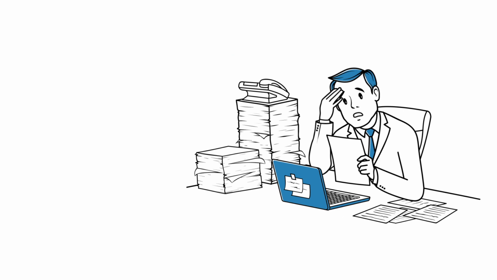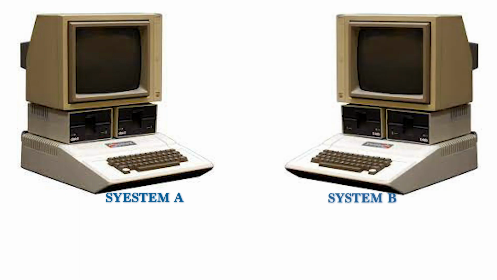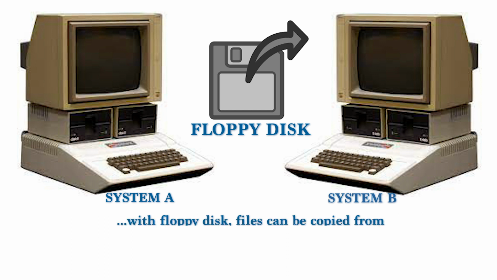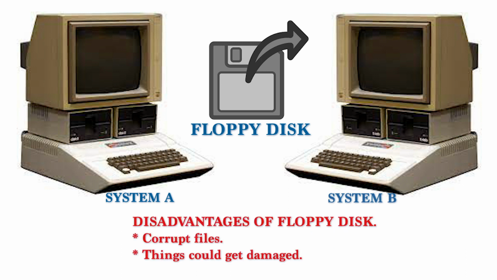Let's take a look at this example. If you have a file on a system, a PC, let's call it A, and you want that same file on B. In the old fashion, the only means of transferring this file from A to B was through external storage devices. The most used storage devices of then were floppy disk. So with floppy disk, files can be copied into it, and you take it to B, you insert it, and you copy the content out of it. A lot of things could happen in this process. Files could get corrupt, things could get damaged.